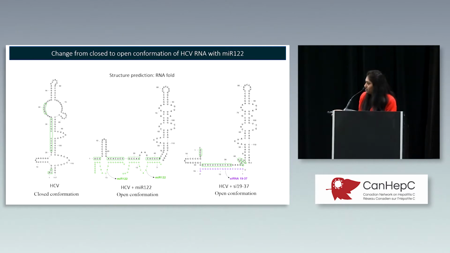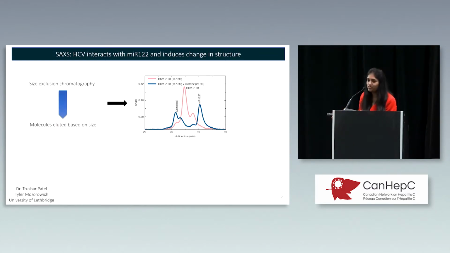And when we added either microRNA 122 or siRNA 19 to 37 in our prediction analysis, we now got an open conformation structure. It actually formed another loop, which is a part of the internal ribosomal entry site, so it is required for virus translation. So this was pretty exciting.